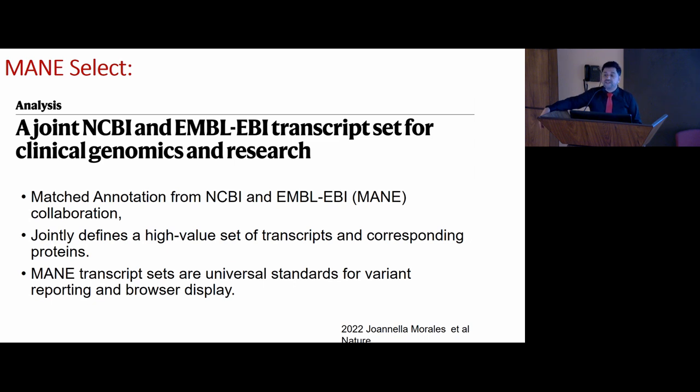In today's time and age, you must follow HGVS nomenclature, and there is a joint initiative between NCBI and Ensembl, known as the matched annotation from NCBI and Ensembl, called the MANE project. Whenever you are looking for a transcript for a gene, look for the MANE transcript. The MANE transcript will save you a lot of trouble. These define a high value set of transcripts and corresponding proteins. The MANE transcripts are universal standards for variant reporting and browser display.